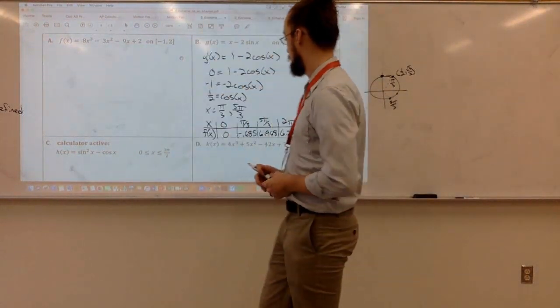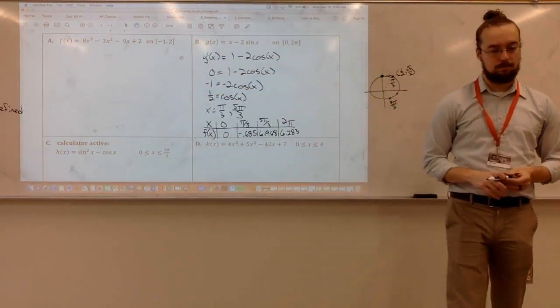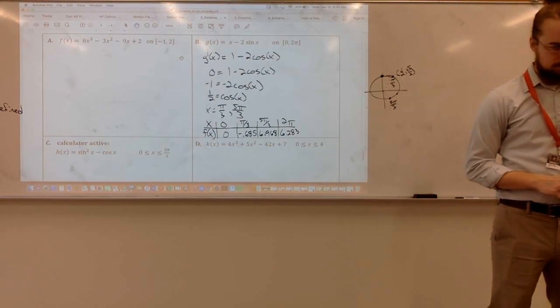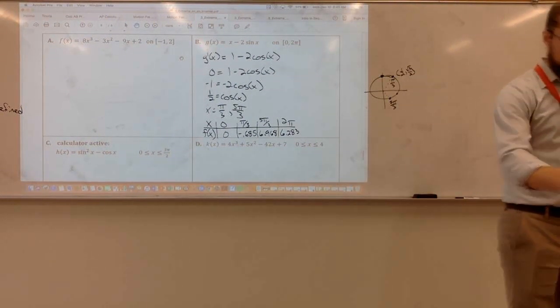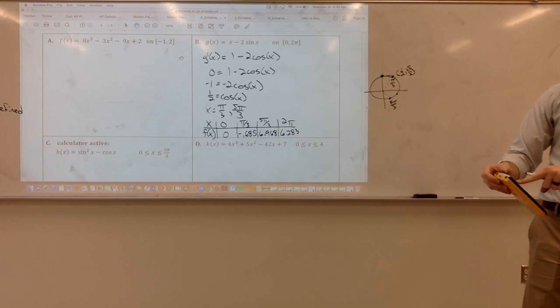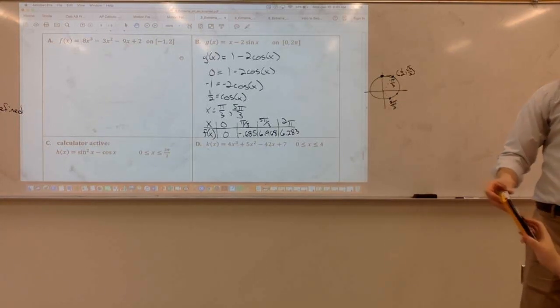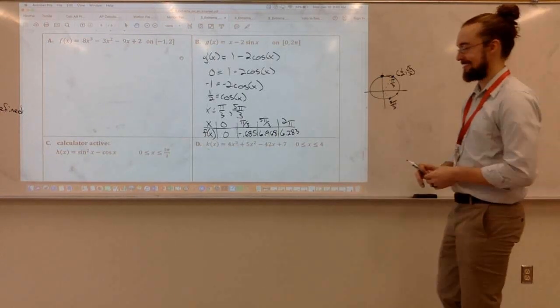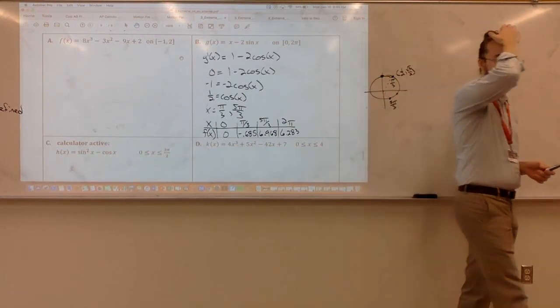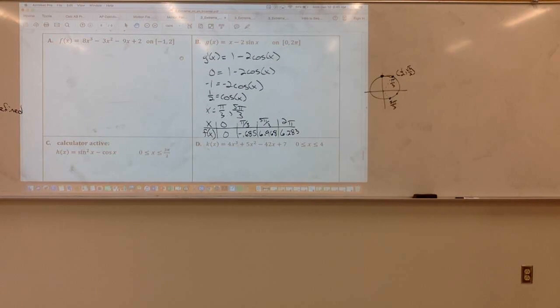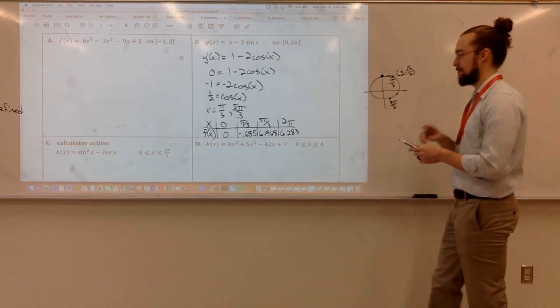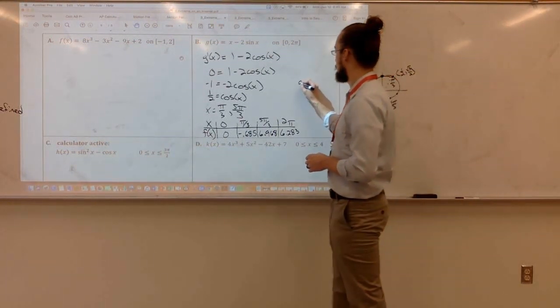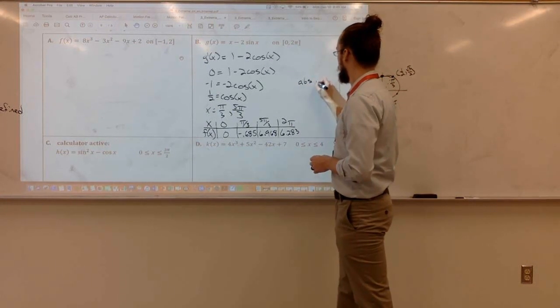Wait, yeah, for pi over 3. Wait, why are you plugging in 0? Oh, yeah, I did every time. Okay. Go for A class. Give me a second.